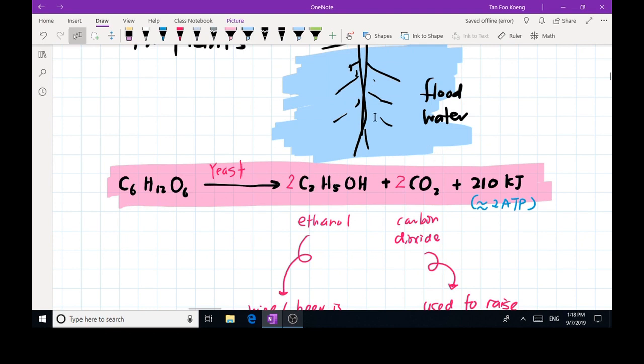Another organism that carries out anaerobic respiration in the absence of oxygen would be yeast. Yeast also do the same thing. That means the products of the anaerobic respiration of plants and yeast are similar. One is ethanol and one is carbon dioxide, and the energy produced is actually 210 kilojoule, which is almost equivalent to 2 ATP.